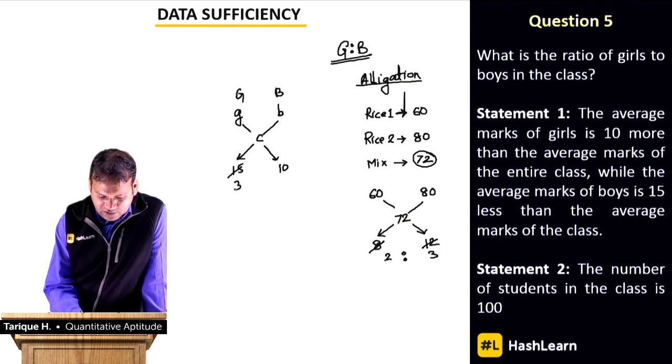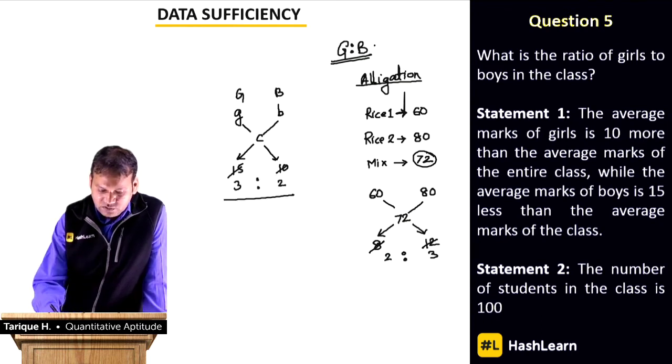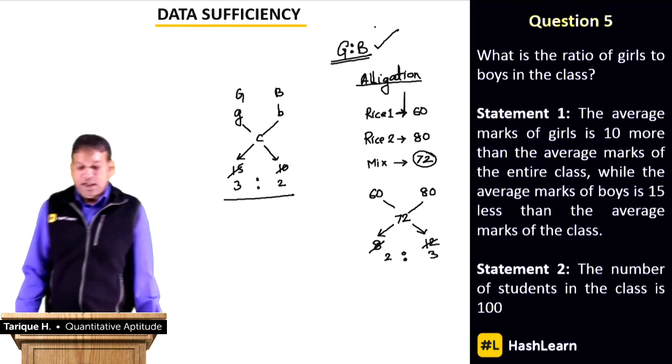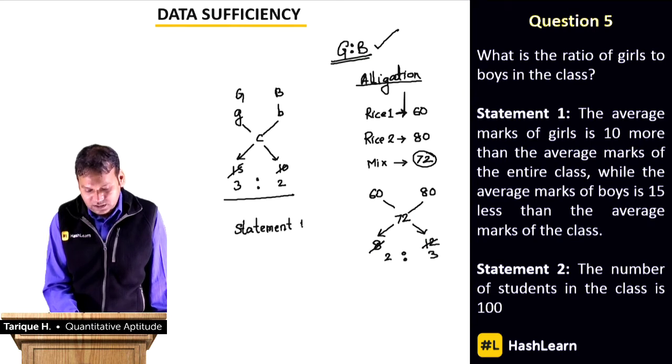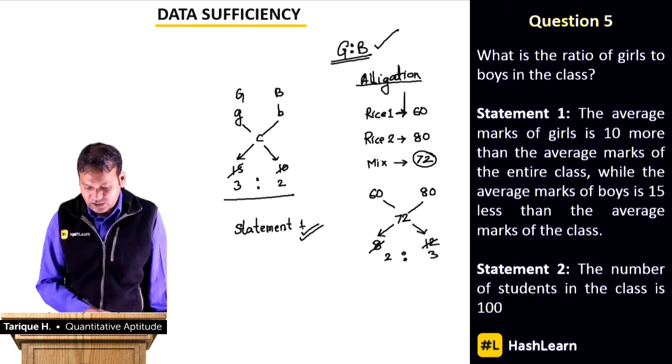We just need these values: 5 into 3, 5 into 2, so we have got the ratio 3:2. That is what the question is asking. That means statement 1 alone is sufficient to solve this question. No data is required, nothing extra is required. Statement 1 alone is sufficient to answer this question.